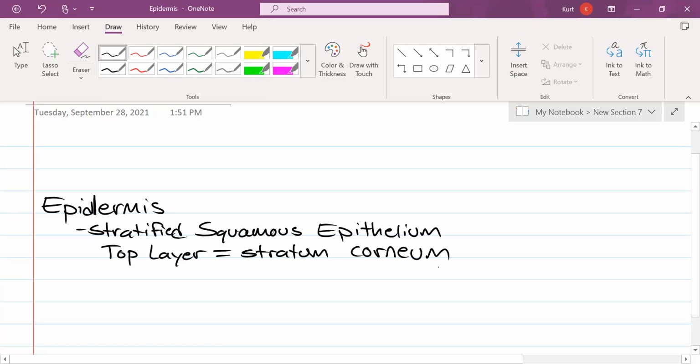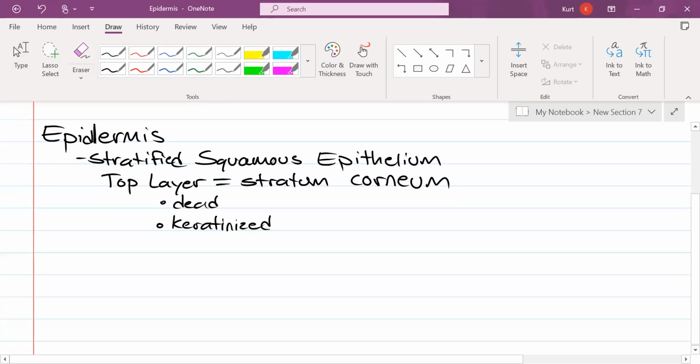Sloan, what is unique about this layer? What makes it stand out from the rest? It's dead. Yeah, your top layer of skin is dead. And what is it coated in? So what do we call that where something has been covered in keratin? It's been keratinized.